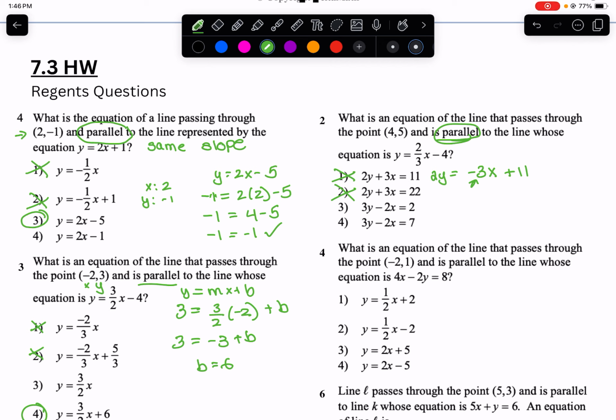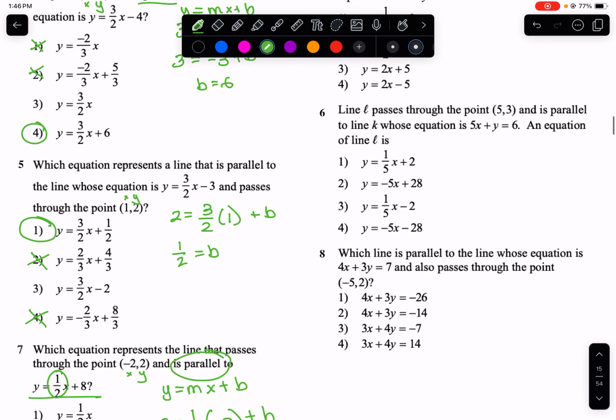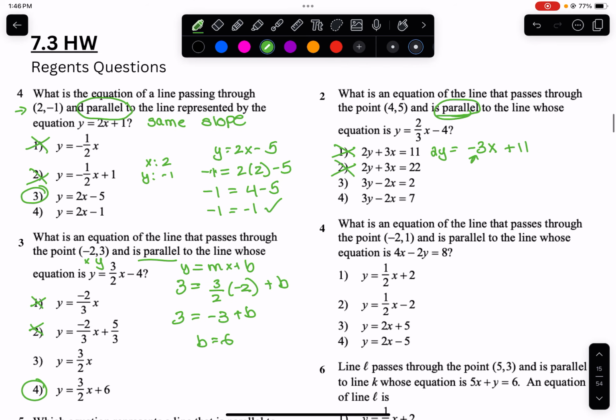So both of these have the correct slope. So I'm checking to see which one goes through the point 4, 5. So what we could do is we could do what we were doing before and solve for b, or we could just plug in to the equations that are given since it is a multiple choice question. So 3 times 5 minus 2 times 4. So that is 15 minus 8, which is 7. And that is going to be equal to number 4.